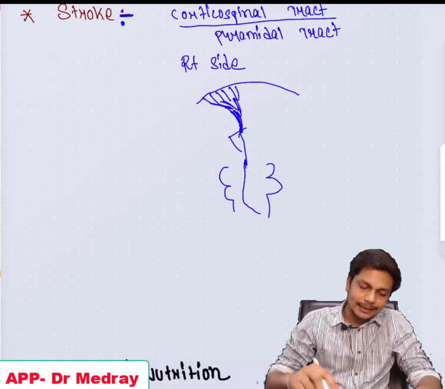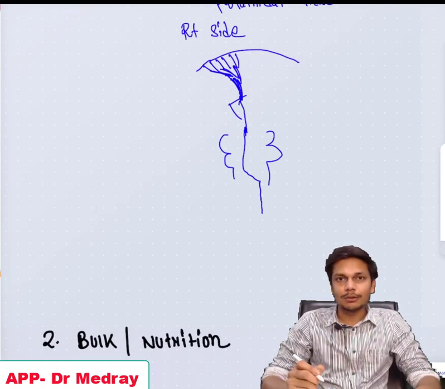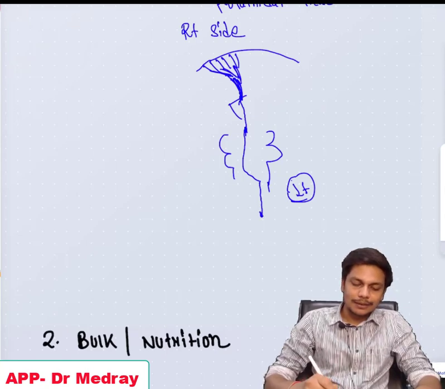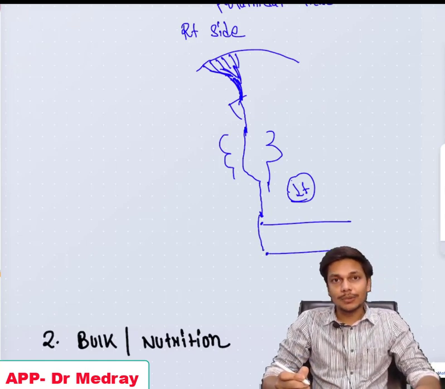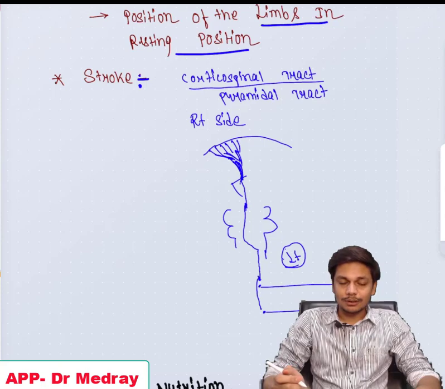to the opposite side, as we have discussed earlier, that 90% of the fibers will cross to the opposite side and go to the left side, and this corticospinal fiber will modulate the function of the lower motor neurons of the upper limb as well as the lower limb of the left side of the body. So what will be the attitude of the patient in a stroke?